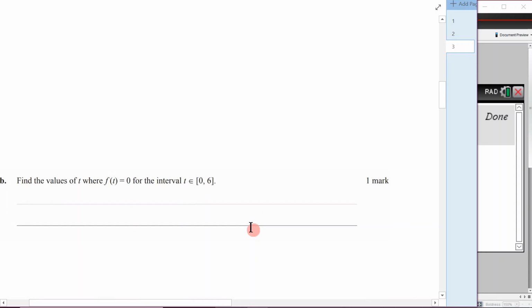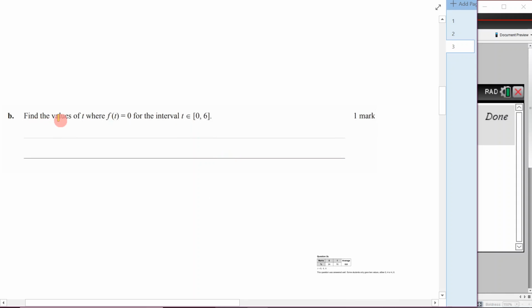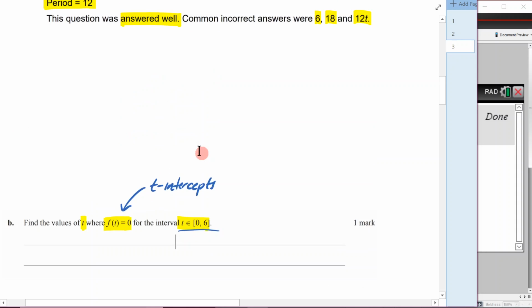Let's keep on moving now to our next one, which is asking us the following. It's saying find the values of t where f of t is equal to 0 for the interval this. So what this question is asking us is simply where am I getting x-intercepts, or t-intercepts in this case. You also have to take note of that as well. So let's come up here.